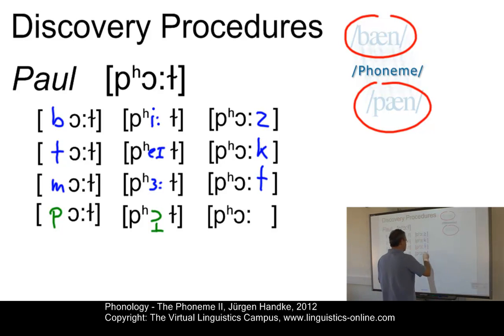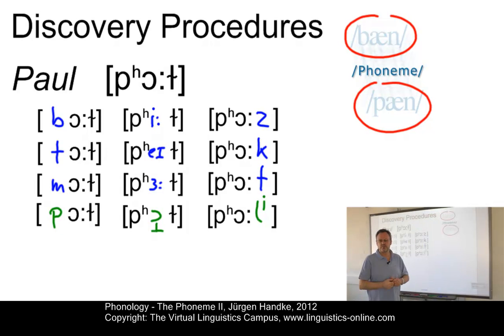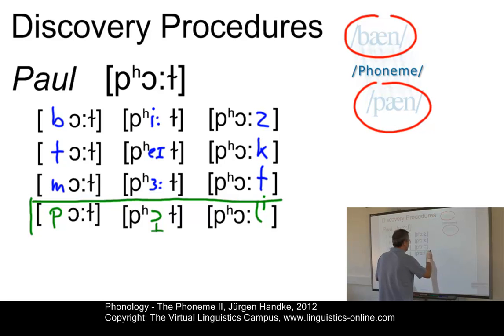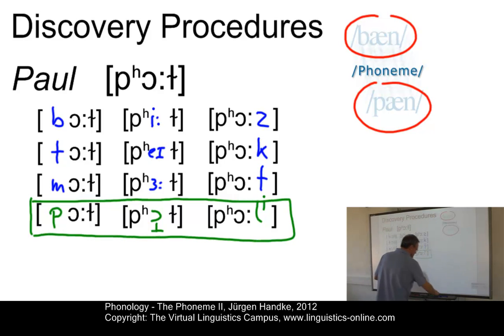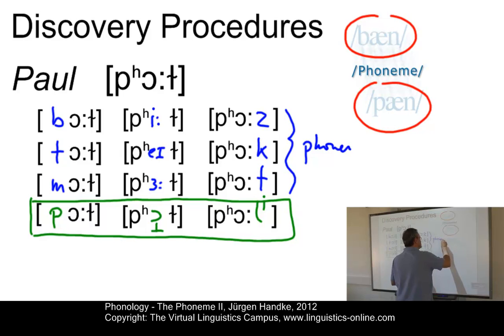And what about this one? If we take the palatalized variant, and instead of saying Paul, we're saying Paul with palatalization, well, the meaning wouldn't change, but we would sound awkward. So, in other words, the green ones are variants of one phoneme, whereas here we have different phonemes. So this is how the procedure of setting up minimal pairs works. It is a suitable method of phoneme discovery.